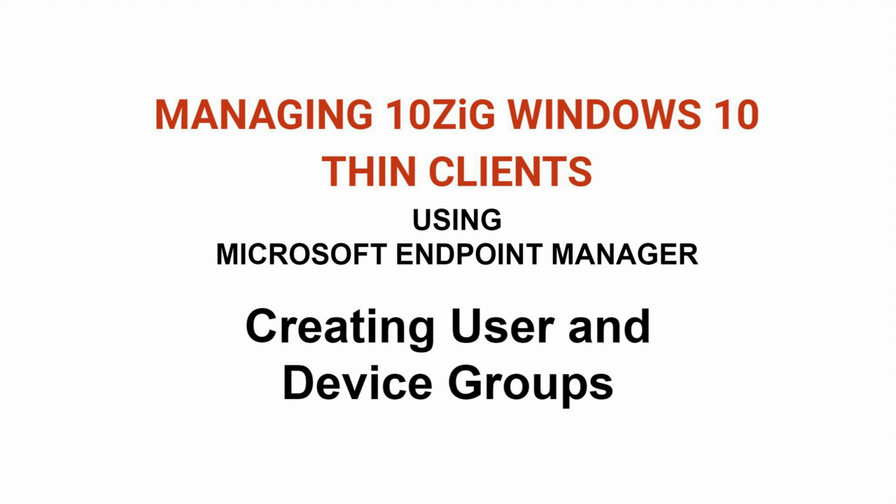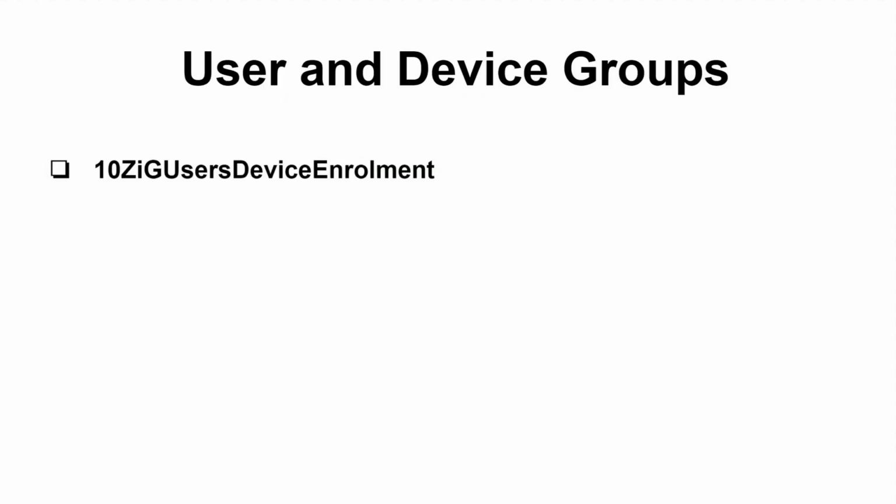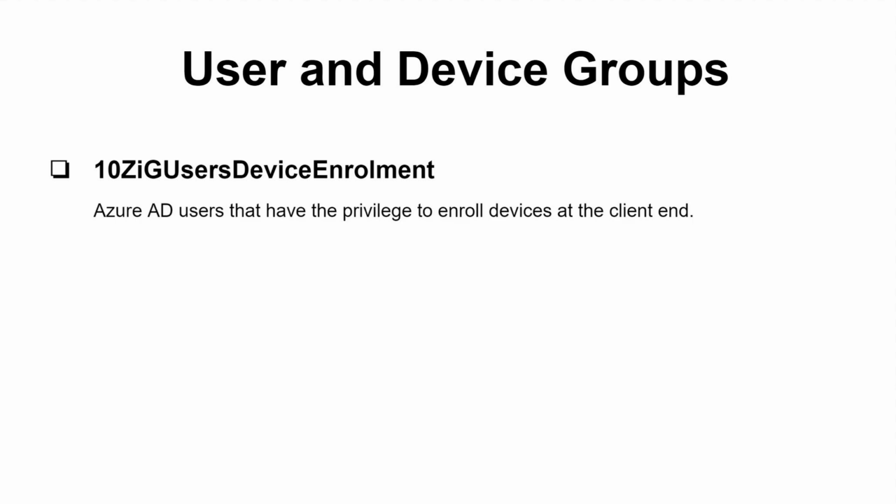Before we enroll our Windows thin client, we are going to set up a couple of very useful groups in the Azure AD. The first one is going to be called Tenzig Users Device Enrollment, and the second one is going to be Tenzig Devices. The Tenzig Users Device Enrollment group will contain any of our Azure AD users that have the privilege to enroll devices at the client end.